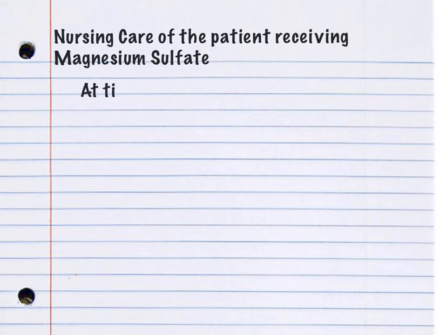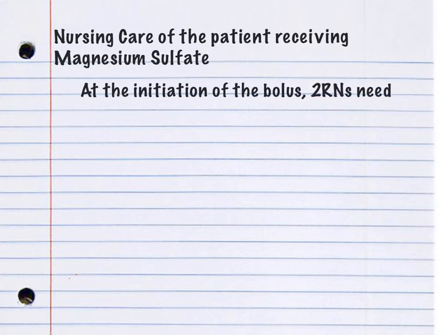And so, at the initiation of the bolus, two RNs need to be present, very similar to when you hang heparin, to check and make sure that you're giving the right dose and the right amount, and you're setting the pump at the right rate. Now, for that 20-minute bolus, usually it's 4 grams over 20 minutes. It could be up to 6, could be 2. I've seen mostly 4. I have given it other ways, but usually you're giving a 4-gram bolus over 20 minutes.